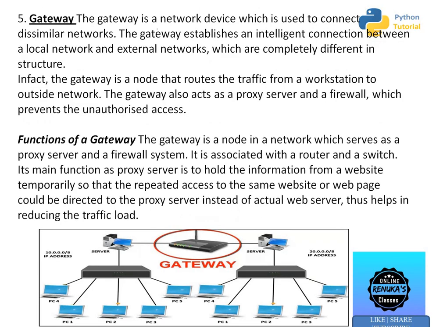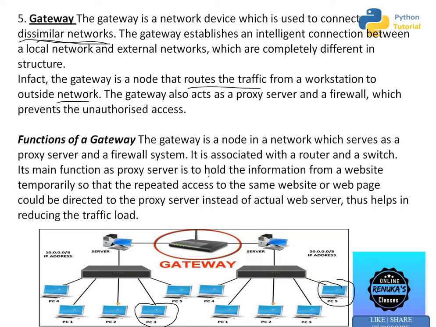Then comes the gateway. It is a network device which is used to connect dissimilar networks. If you want to connect a LAN and a MAN, in that case you need to connect those two dissimilar networks with the help of a gateway. So a gateway is a node that routes the traffic from a workstation to an outside network. So one task is to connect two dissimilar networks. Another task of a gateway is to control or route the traffic. It allows data transmission. It selects the route from one node to another node of another network.